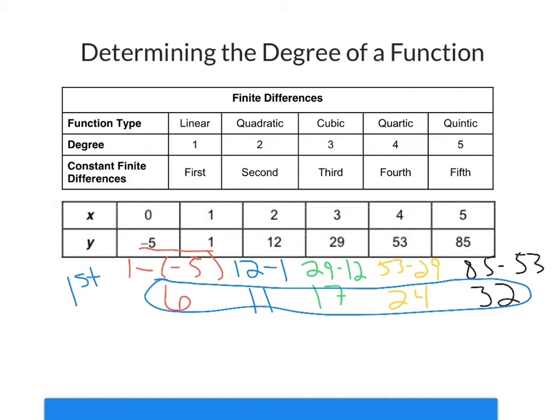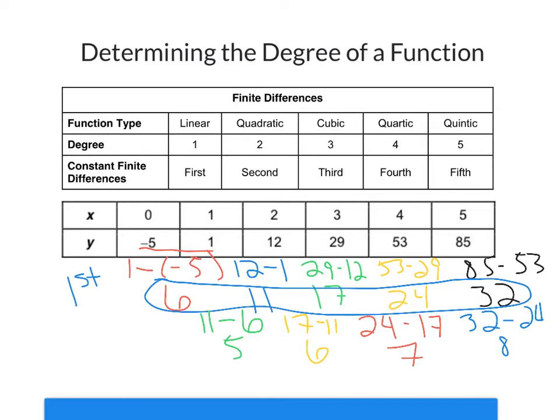So if I start off first, looking at the 6 and the 11, the difference between 11 and 6 is 5. Next, I would look at the 17 and the 11. 17 minus 11 is 6. Then I'd look at the 17 and the 24. 24 minus 17 is 7. And finally, I would look at the 24 and the 32. 32 minus 24 is 8.